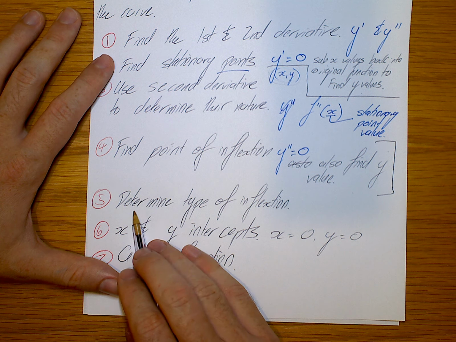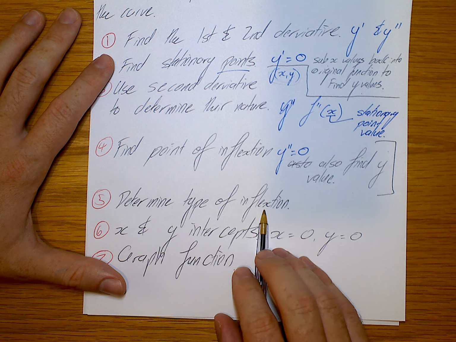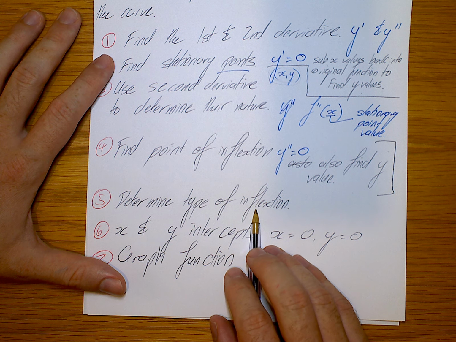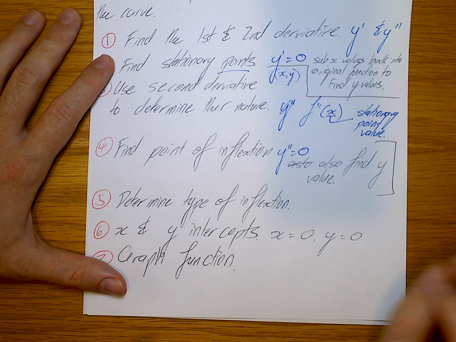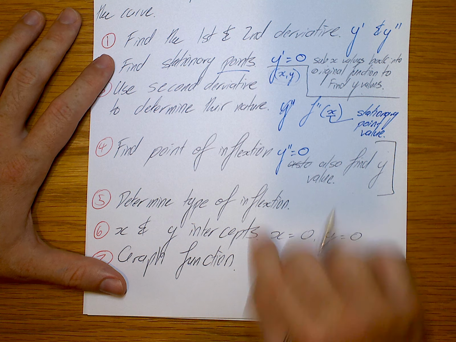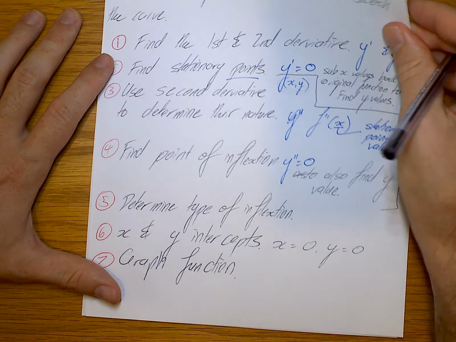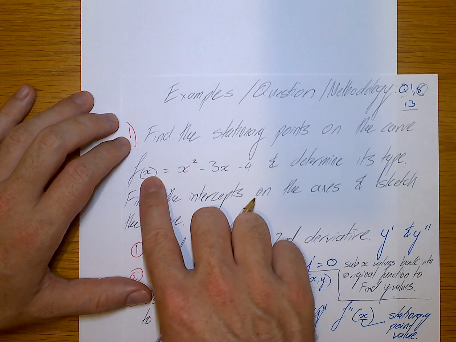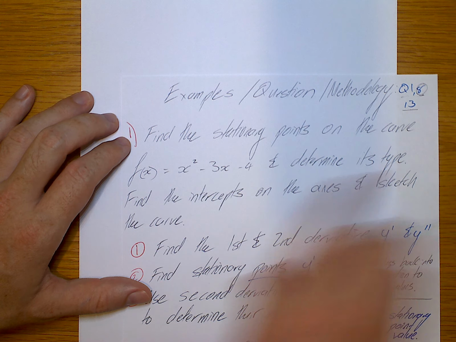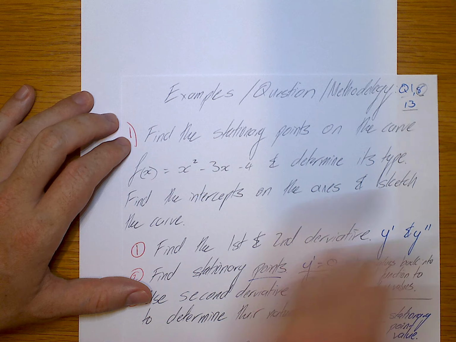The intercepts are where x and y equal 0. And determine the type of inflection. I think that is the nature of it, if it's going up or down from left to right, or positive or negative. I'll have to get back to that. So let's do our first one, which is find the stationary points on the curve of this and determine its type, and find the intercepts on the axis and sketch the curve.